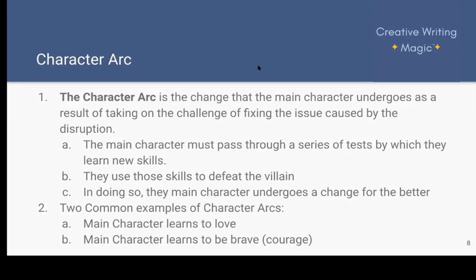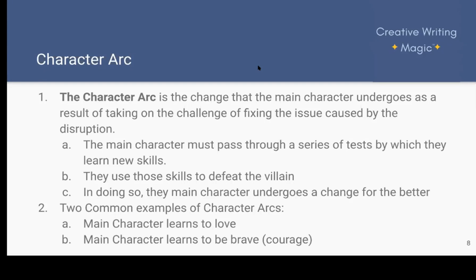And the main character passes through a series of tests, in which they learn new skills, and they use those skills to defeat the villain. And in doing so, the main character undergoes a change for the better. So two common examples of the character arc are the main character learns to love and the main character learns to be brave or finds courage.